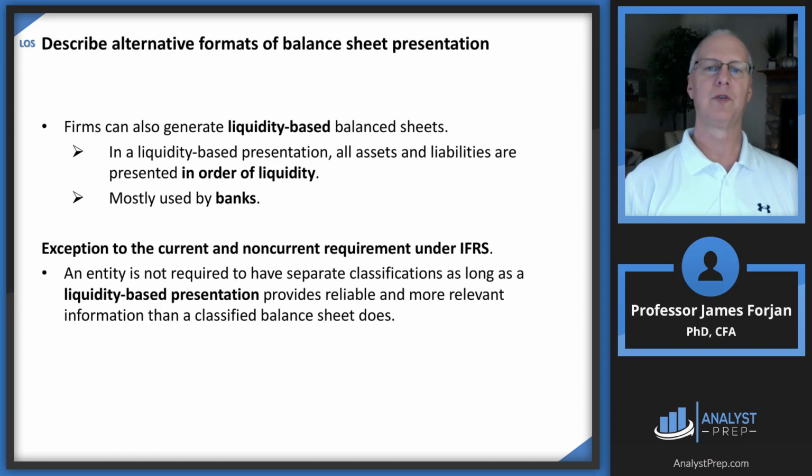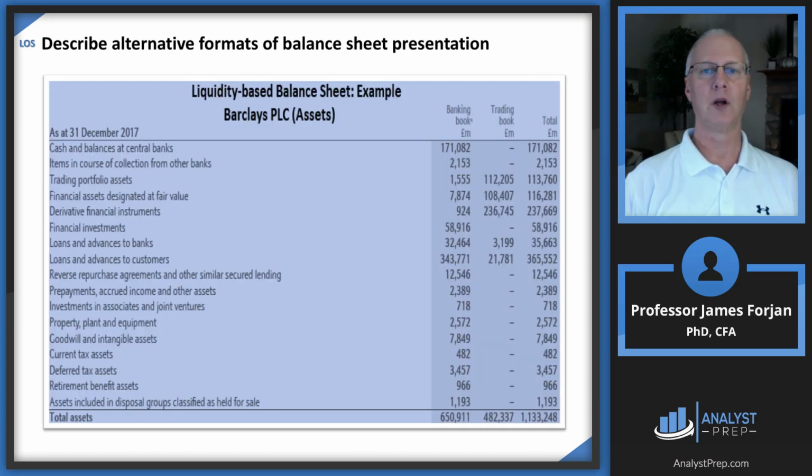Lots of financial institutions like to present their balance sheet liquidity-based, in order of liquidity. It's not required to have separate classifications as long as the liquidity-based presentation is, of course, reliable and more relevant information than the classified balance sheet. And here's a look at Barclays. Notice Barclays starts with cash. Of course, cash is the most liquid, works its way all the way down to things like deferred tax assets and property, plant, and equipment and retirement benefit assets. So those are in decreasing order of liquidity.